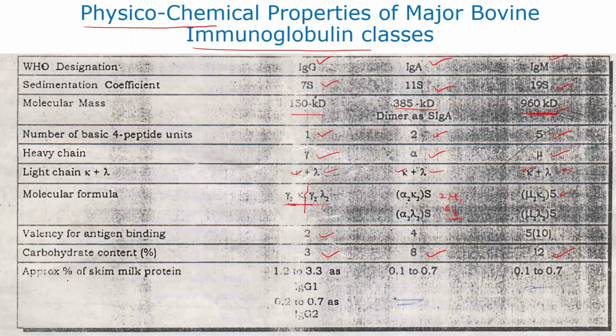Now the approximate percentage of the whey protein: IgG1 has 1.2 to 3.3, and IgG2 is 0.2 to 0.7, and of course IgG1 is in the highest concentration. In IgA, the percentage of whey protein is around how much? It is 0.1 to 0.7%. Similarly in IgM also around 0.1 to 0.7%.